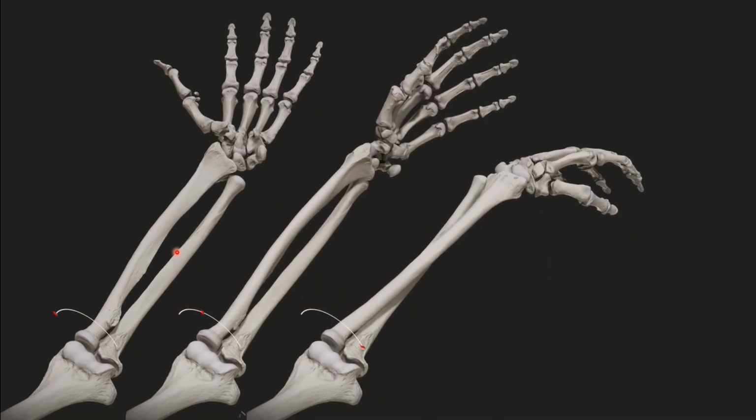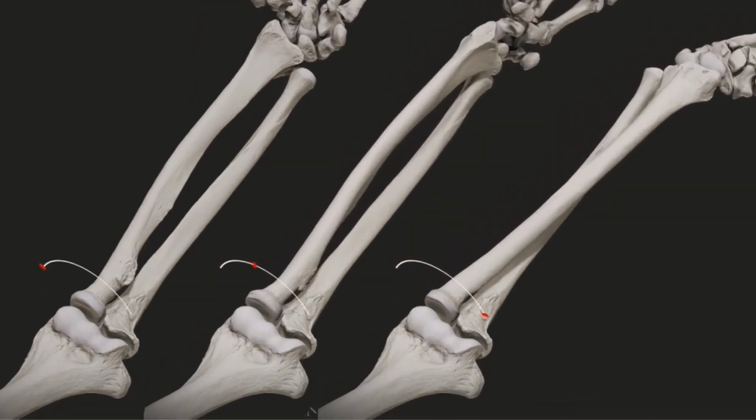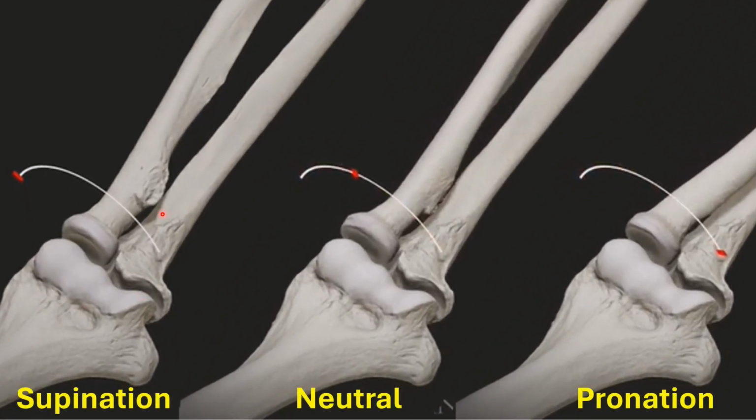Here we have the hand in a supinated position, neutral position, and pronated position. And look at the knob. We are going to take an even closer look. Here, look at the knob in the supinated position. It's here. It's pointing there. There. Let me draw it. Points there. Here, neutral position, the knob points there. Here, in the pronated position, the knob points down.